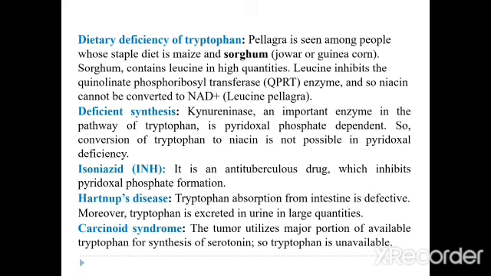Then in Hartnup's disease, tryptophan absorption from the intestine is defective and more tryptophan is excreted in urine. So this will lead to lack of tryptophan and consequently deficiency of nicotinamide. Then carcinoid syndrome. This tumor will utilize the major portion of the available tryptophan for synthesis of serotonin. So tryptophan is unavailable for the production of NAD. So that will also lead to the deficiency.